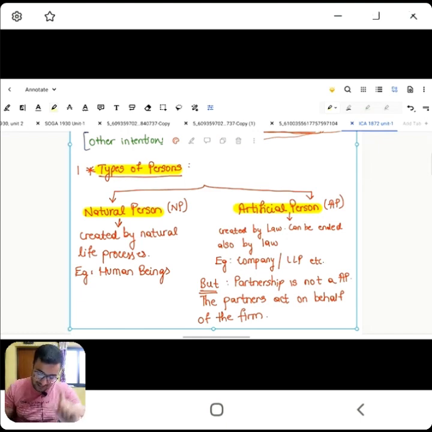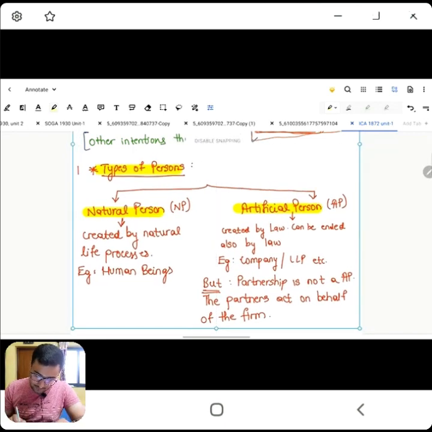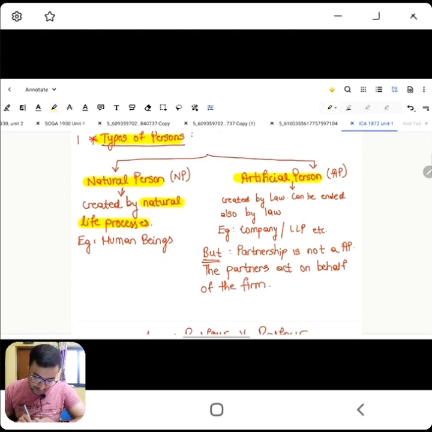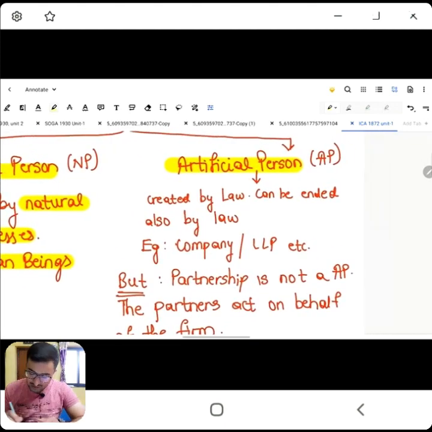Natural persons are those that are created by natural life processes. Please don't ask me to explain anything further. For example, human beings. Artificial persons are those that are created by law and can be ended also by law. Human beings are not involved in creating an artificial person.